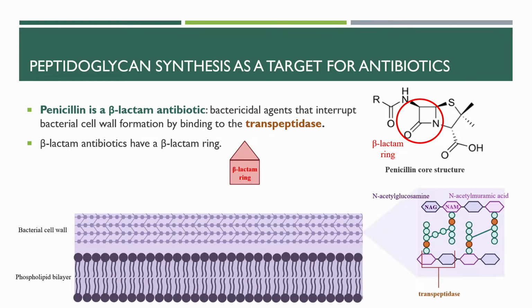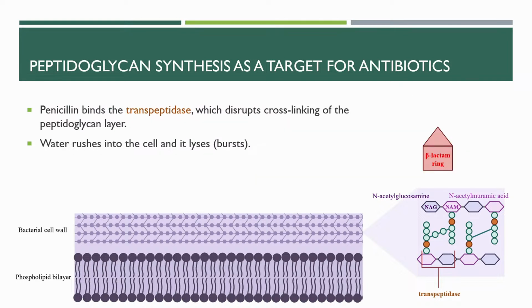And so the way that this works is the beta-lactam ring of the antibiotic will try to bind this transpeptidase, and it disrupts the cross-linking of the peptidoglycan layer. Then water will rush into the cell, it will lyse, and it will burst because the cell is now not able to be rigid and compact because there's no cross-linking. And so usually things from the outside environment rush in, like water, and then the cell will burst, and the bacteria gets killed. So that's how a lot of these penicillin class or beta-lactam antibiotics work.